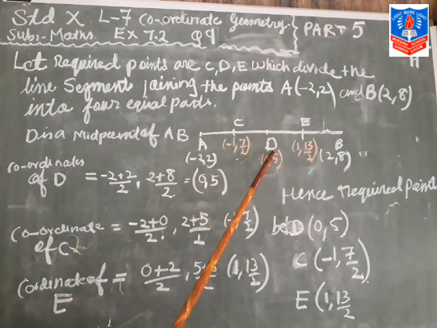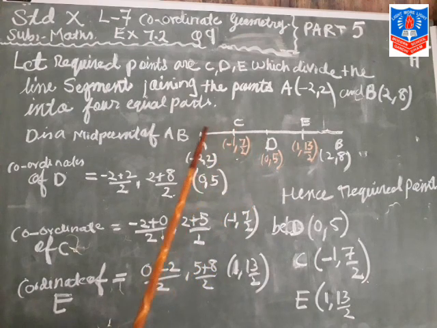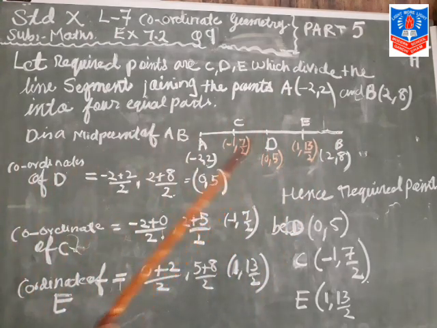Okay, first we will find out D, the midpoint of A, B. We will get the D. Okay, when we get the D, we will find C is the midpoint of AD, E is the midpoint of D and B. Clear, children? Now, first D is the midpoint of AB. Okay.